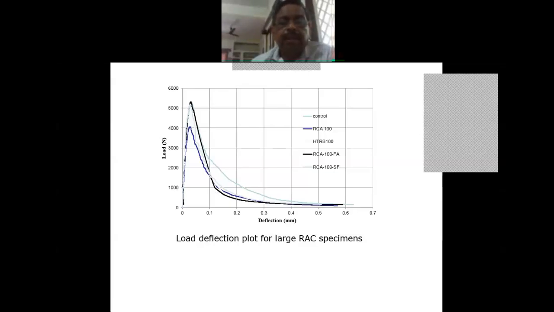That will reflect why the initiation is. See the slope, it will be very flat in a recycled aggregate. It means fracture is taking place immediately and there is a drop in the load carrying capacity. But that can be improved slightly, not to a larger extent.